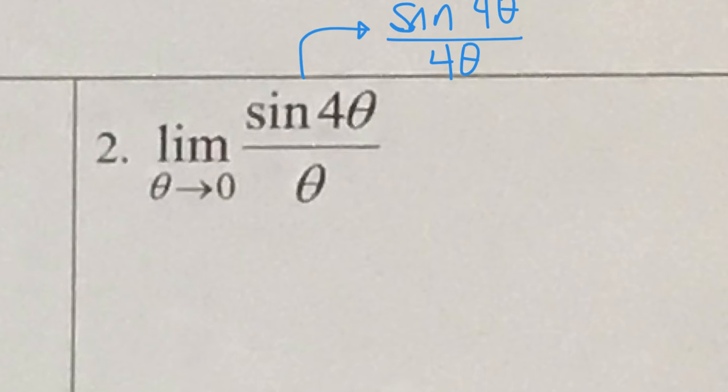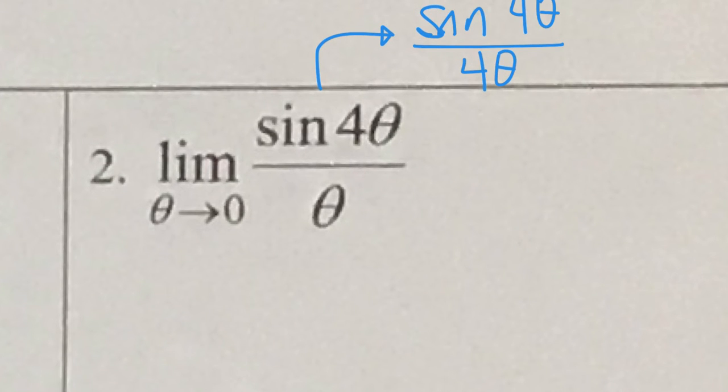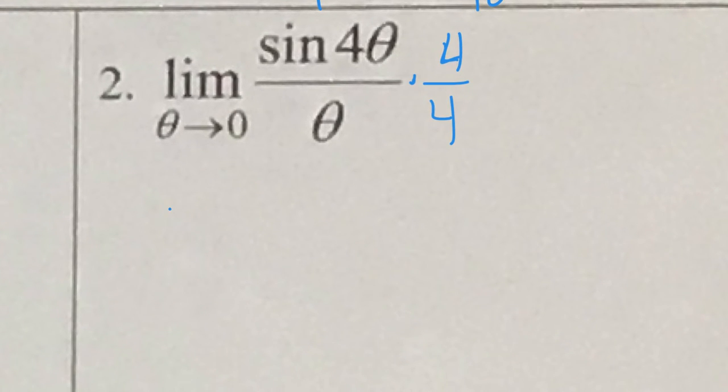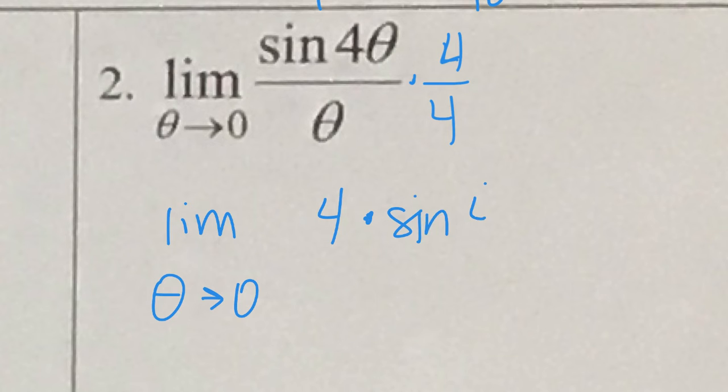Wait, okay. Why do you want to do that? Remember, to keep this thing mathematically legal, we can only multiply by 1. Multiplying by 1 doesn't change our function at all. So if we want to have a 4 in the denominator, we also have to multiply by 4 in the numerator. Okay, so we multiply both sides by this fancy looking number 1. So that's the limit, as theta approaches 0, of 4 times the sine of 4 theta divided by 4 theta.